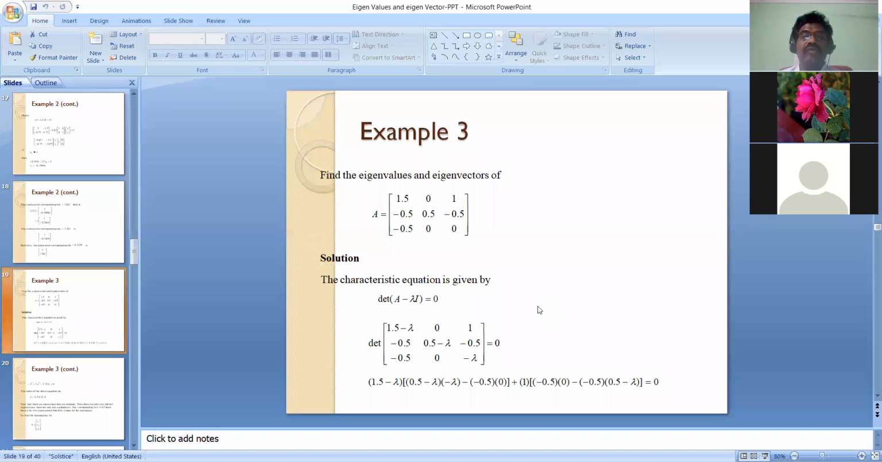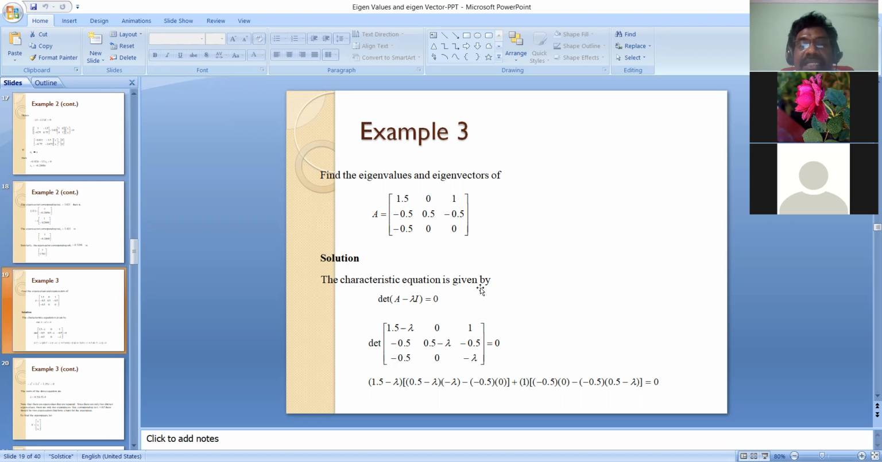Next, we want to solve one problem for eigenvalues and eigenvectors. Look here, or note it down if possible. Find the eigenvalues and eigenvectors of A equal to [1.5, 0, 1; -0.5, 0.5, -0.5; 0.5, 0, 0]. This is the given square matrix of order 3 by 3.